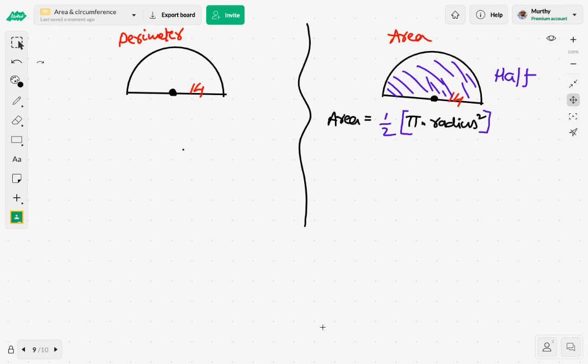Now just plug in these values. Half of pi means it is 22 over 7. Then the radius is 14 units square, and we already discussed that. Please do expand the parenthesis part. Therefore it is 22 over 7 times 14, then times 14.